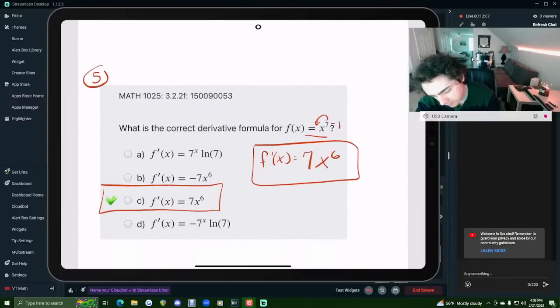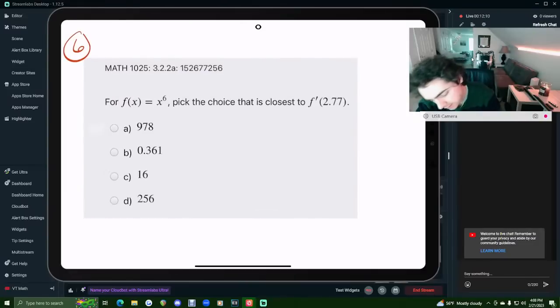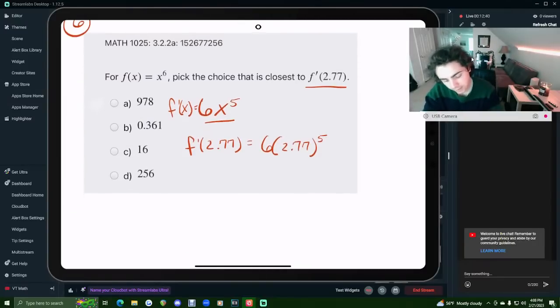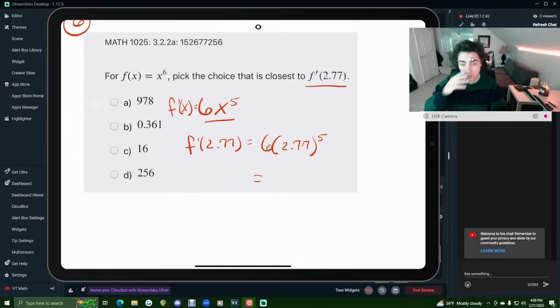That was number 5. This is number 6. Again, x to the 6th. So we take the derivative to get 6x to the 5th. But they're asking not just for the derivative, but f prime at 2.77. And so 6x to the 5th, again, we got by bringing out the 6 and subtracting 1 from the exponent. Then to find f prime at 2.77, that just means to plug in 2.77 wherever we see x and calculate this here. So let's use Excel.